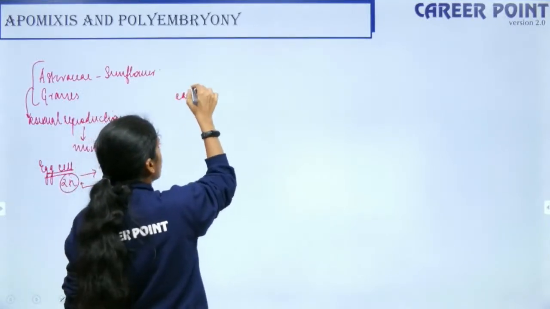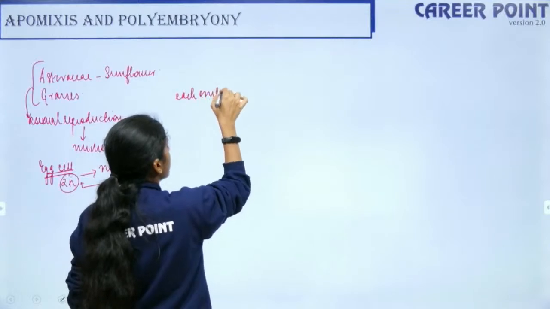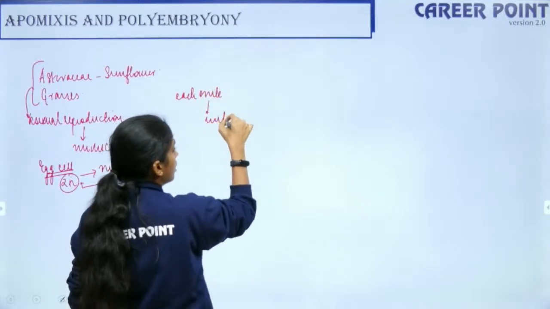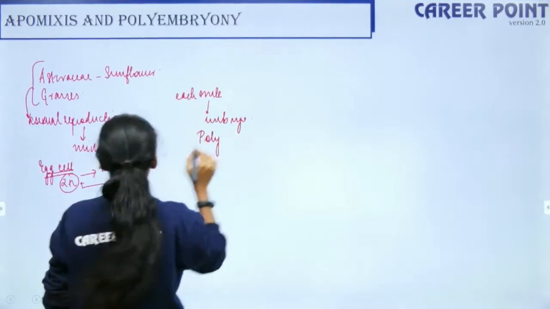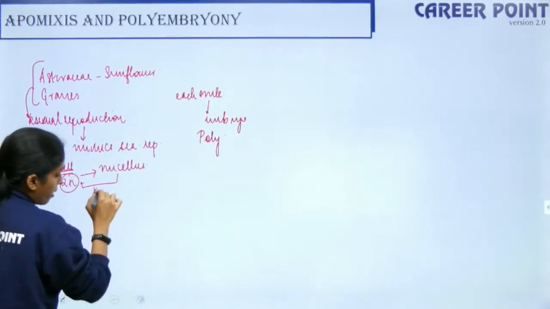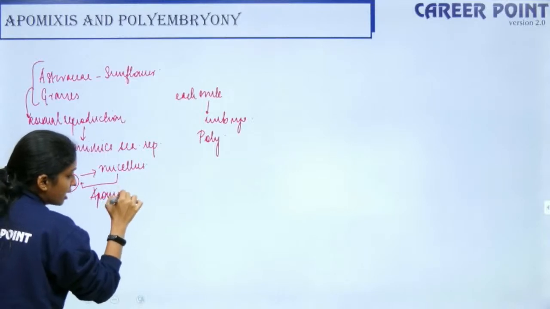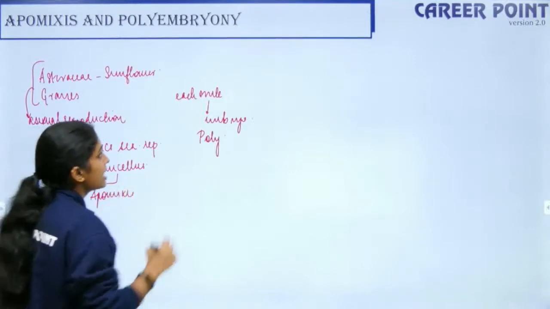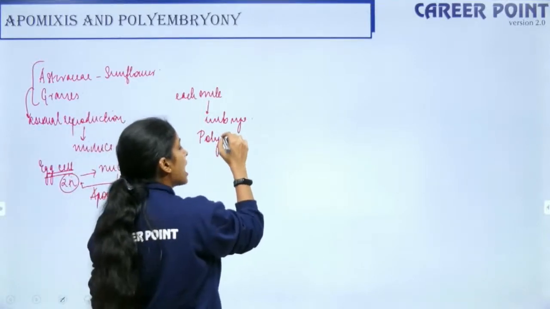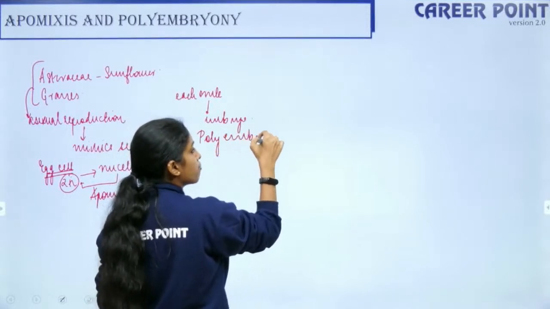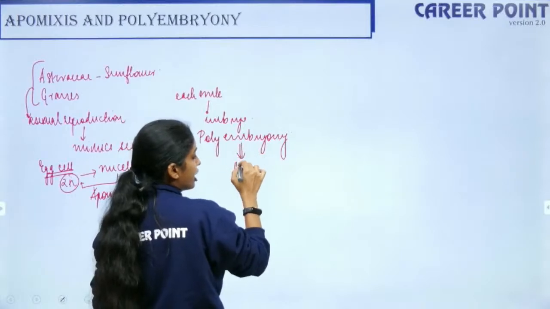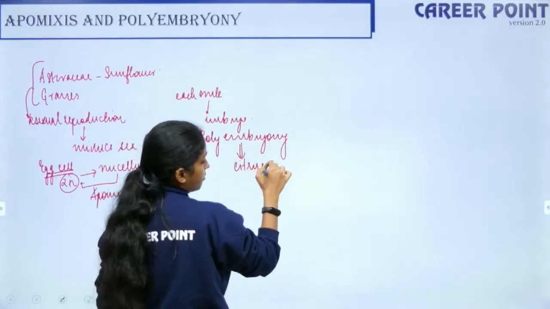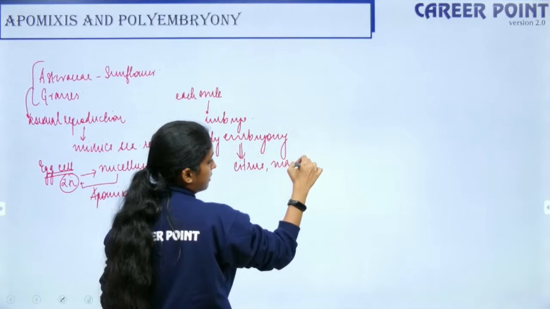Here each ovule has an embryo, and that is the reason it is known as polyembryony. This is known as apomixis. In certain conditions of apomixis, each ovule can have more than one embryo, that is polyembryony. Polyembryony is seen in citrus and in mango.